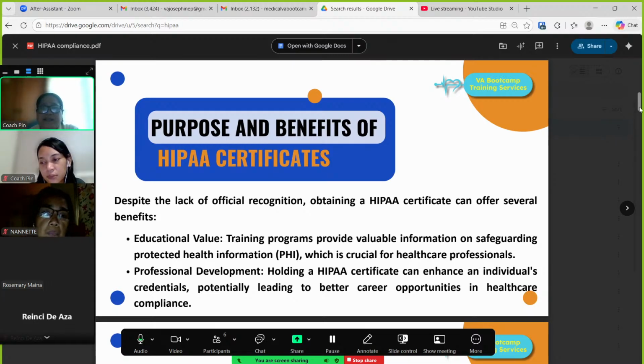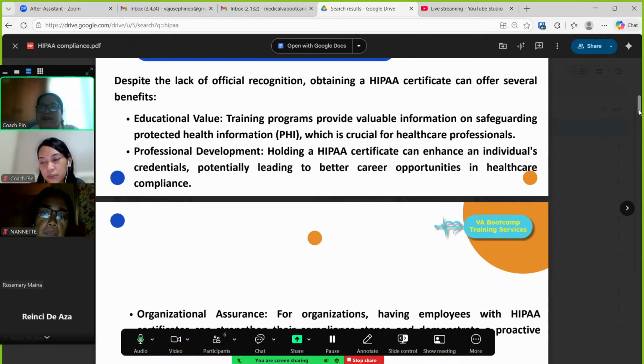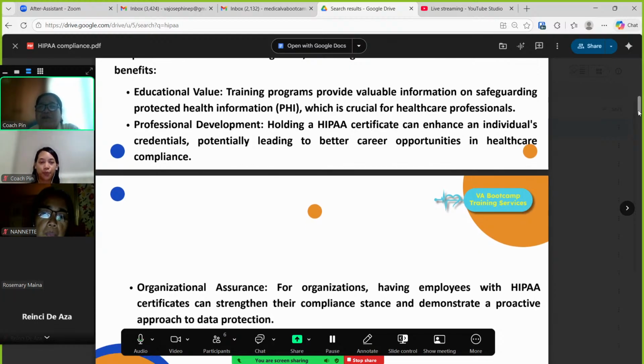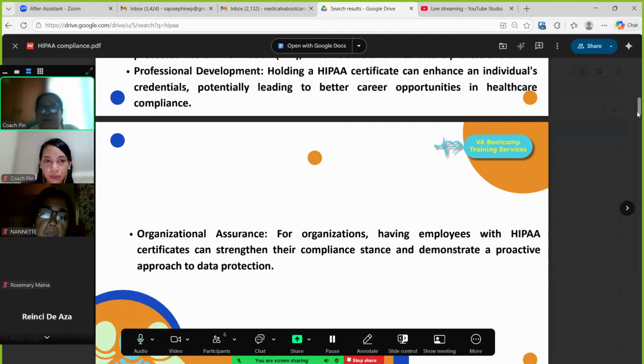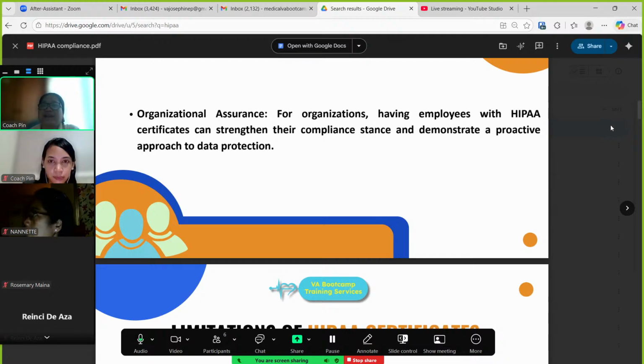Okay, so next is professional development. Holding a HIPAA certificate can enhance an individual's credentials, potentially leading to better career opportunities in healthcare compliance. Another one is organizational assurance. For organizations, having employees with HIPAA certificates can strengthen their compliance stance and demonstrate a proactive approach to data protection.